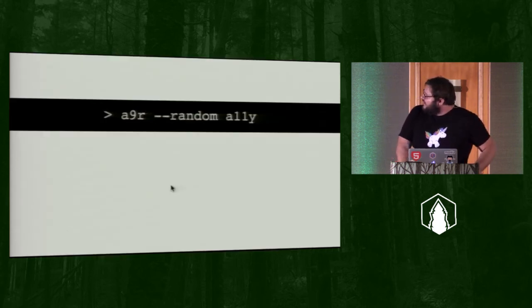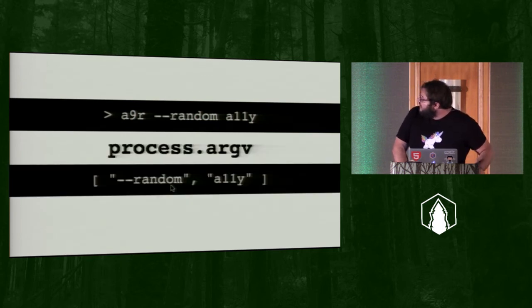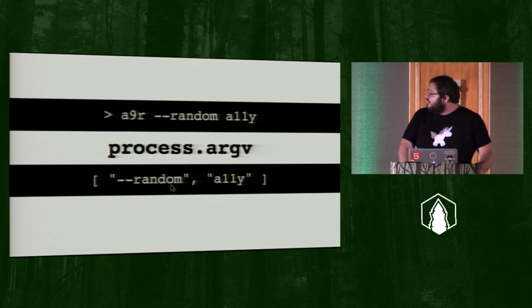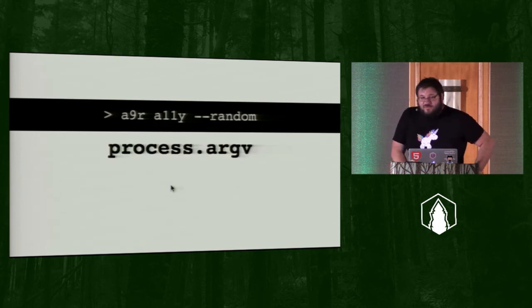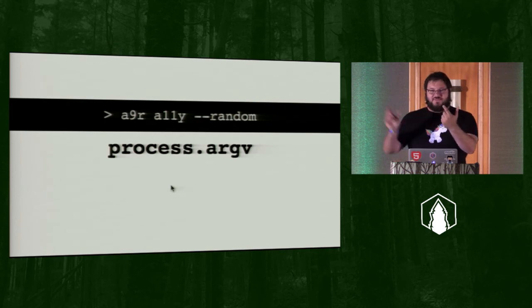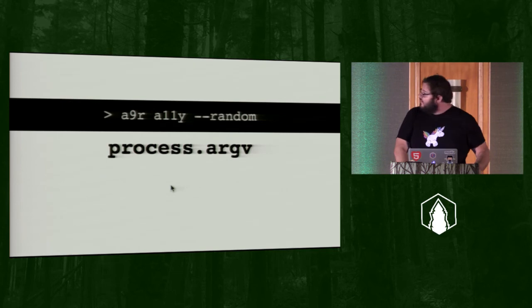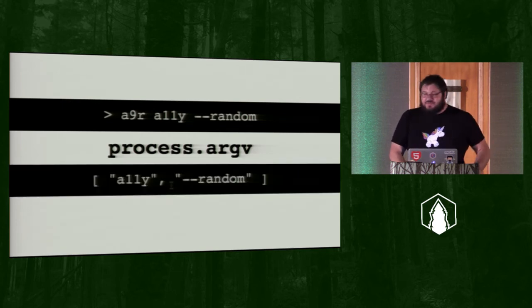So the biggest problem that I had with argv is I get random and A11Y. But what if I write A11Y random? I hate command line tools where this order blows things up. It drives me mad. If you've ever done git add, and you put the dash P or the dash A in the wrong spot, it just blows up and yells at you. So you get two completely different lists.